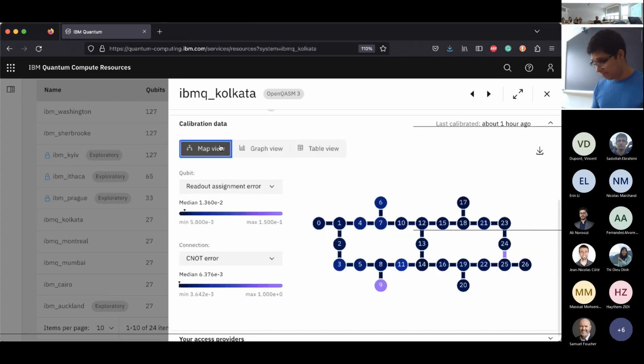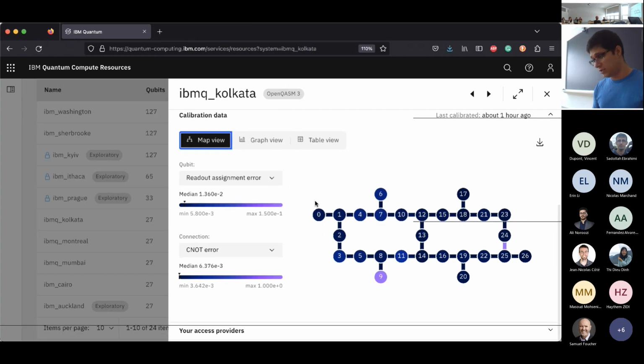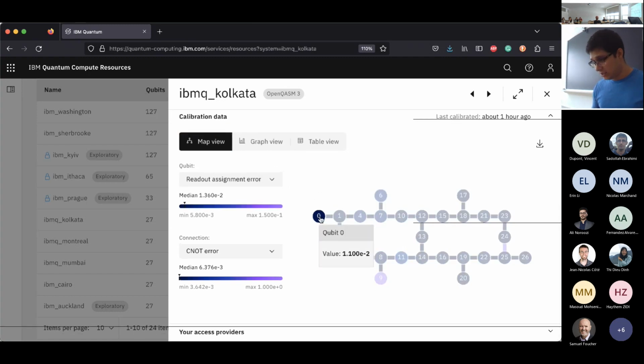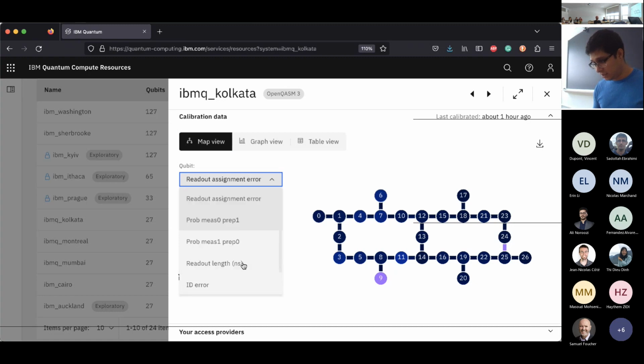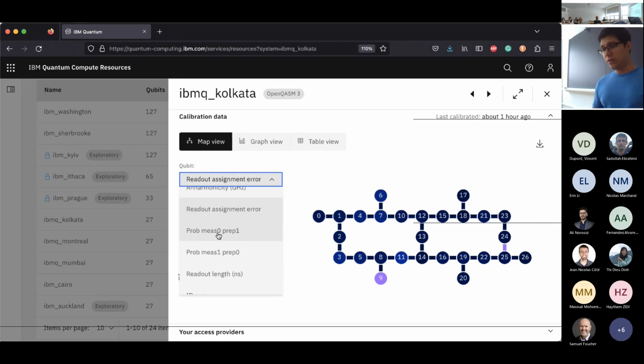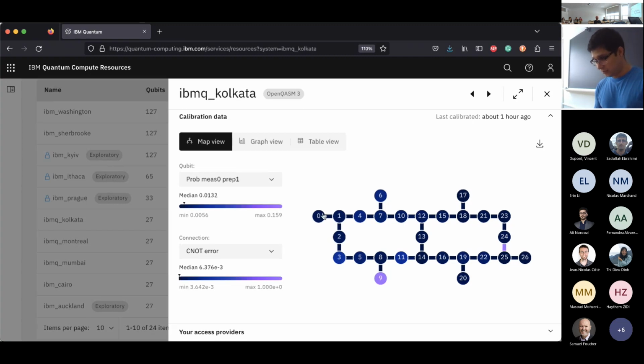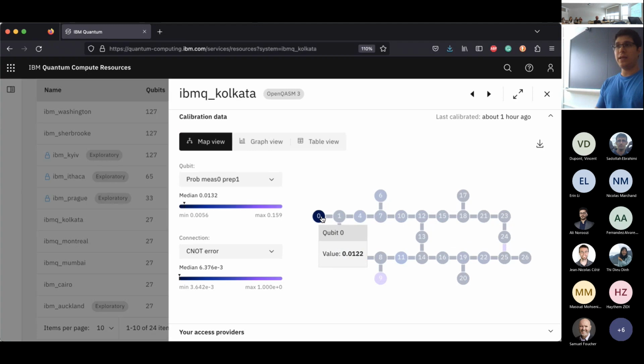Also, qubits are not perfect. If you go over it, you can see that you have readout assignment error. Look at this one. This is the probability of measuring 0, given that you prepare the state 1. So you start with your qubit in state 0, you apply an X gate, and you measure right away. With this probability, you will obtain the other state.